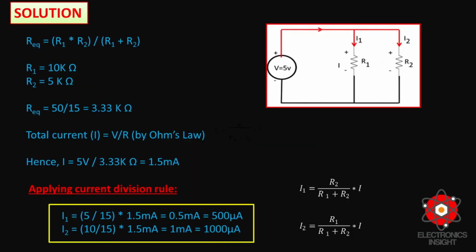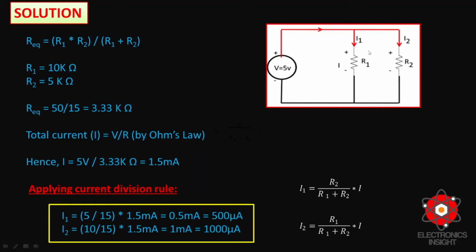Now coming to the circuit and the theoretical calculation before we move on to the simulation part. To proceed with the current division rule and to obtain the currents across each resistor, R1 and R2, we need to first identify the total current flowing inside the circuit. So that's what we have to do. For that, first let us estimate the equivalent resistance.